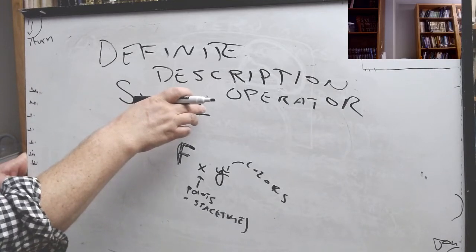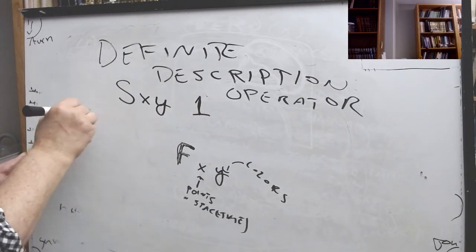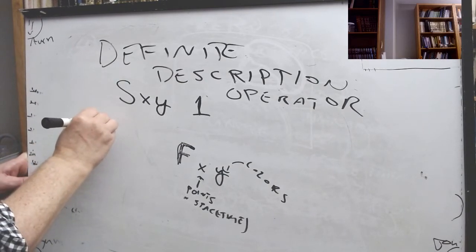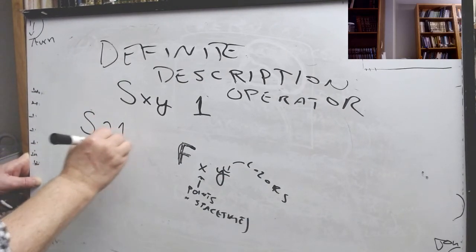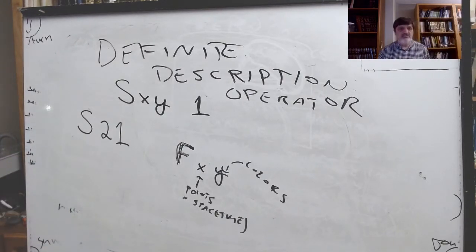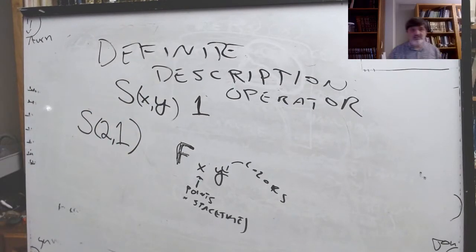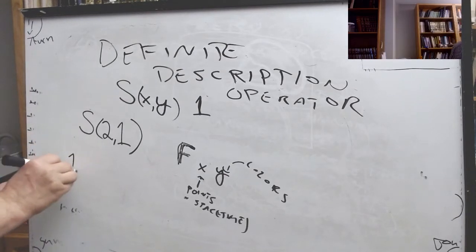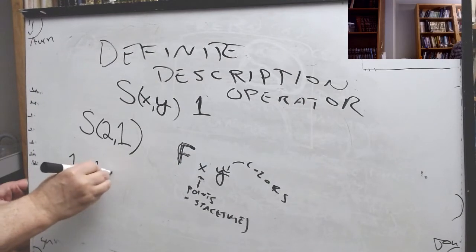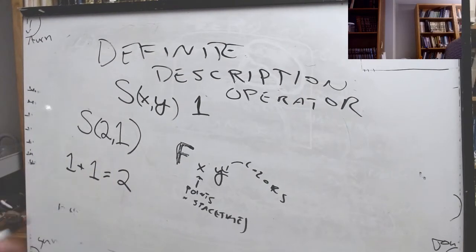And now we want to define 2. So how can we define 2? Well, we want it to come out true that 2 is the successor of 1. But this isn't a definition of 2. Right? This doesn't tell me what to write instead of 2.